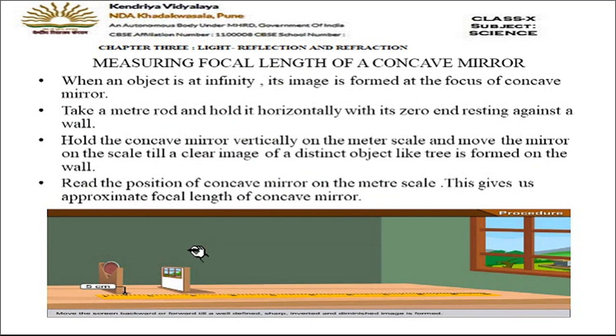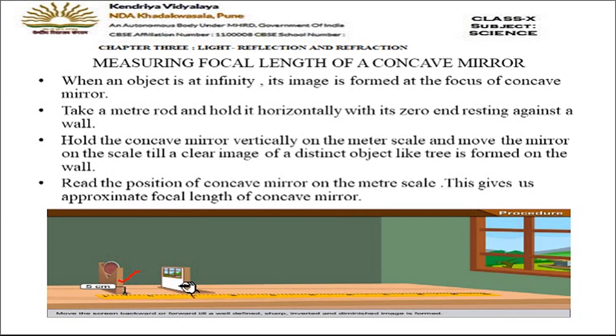Fine. So using this diagram, let us try to understand. Here a window is seen. Outside the window you can see many objects: one tree, mountain, lakes, road, grasses. So many objects are seen here. And here you can see there is a meter rod kept on the table. There is a holder, this one is the holder which is holding the concave mirror.